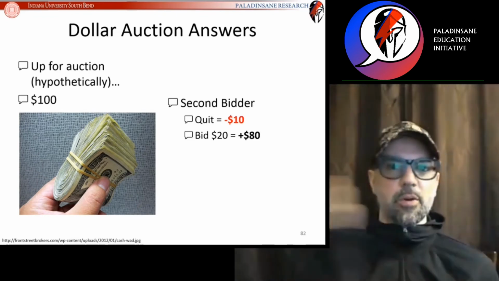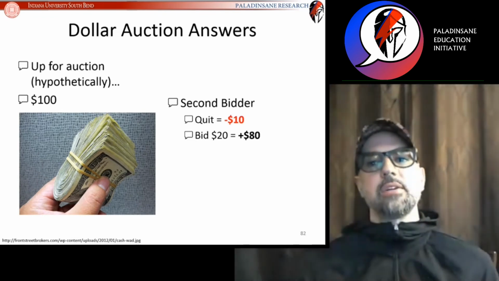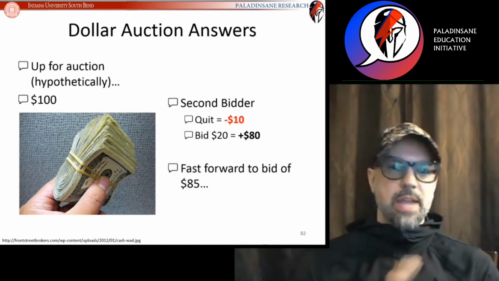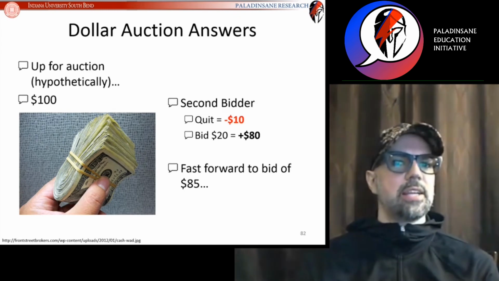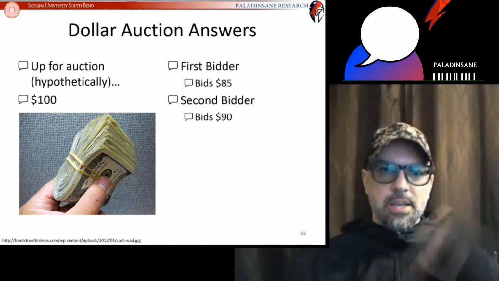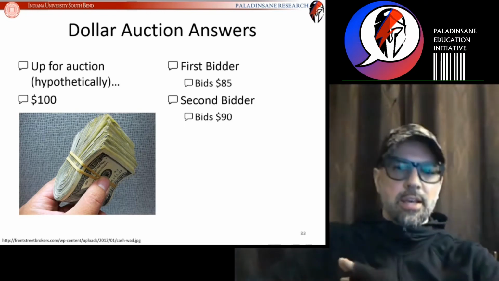So let's go back and forth between bidder number one and bidder number two, and they're having their little bidding battle. And we're going to fast forward to the bid of $85. So now it's really getting heated. Now it's really getting to the end game. So the first bidder bids $85. Second bidder comes over the top and says, you know what, $90 right here, $90.